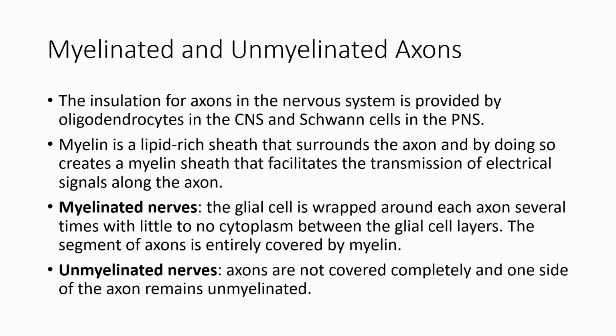That glial cells wrapped around the axon. There really is no cytoplasm between the glial cell layers and that axon, that segment is completely covered by myelin. The unmyelinated nerves, the axons are not completely covered. So there's one side of the axon that is unmyelinated. So keep in mind, there's still some myelin on the unmyelinated nerves, but there's a section that doesn't have any, right? And we're not talking about the nodes of Ranvier, we're talking about a side bit.